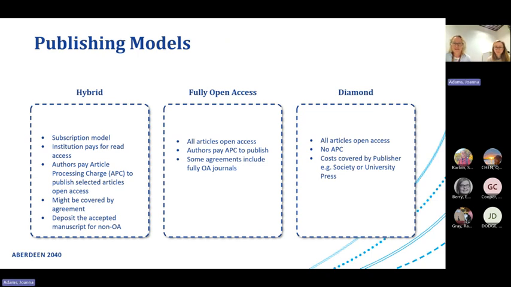Then you've got your fully open access journals, where all of the articles are open access, and that's when you pay the article processing charge to publish, although some of our institutional agreements with publishers do include fully open access journals as well. And you've got your diamond open access, which again, all the articles are open access, but there's no APC, so you don't pay to publish. The costs are covered by the publisher.